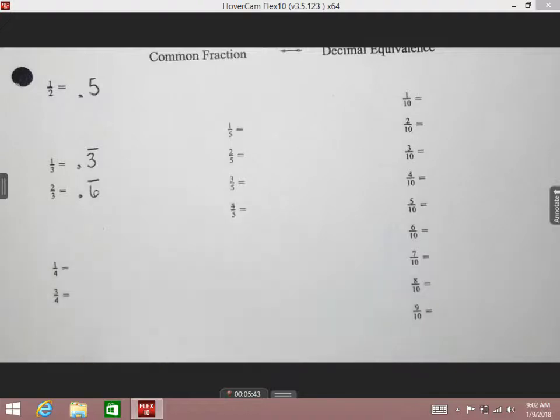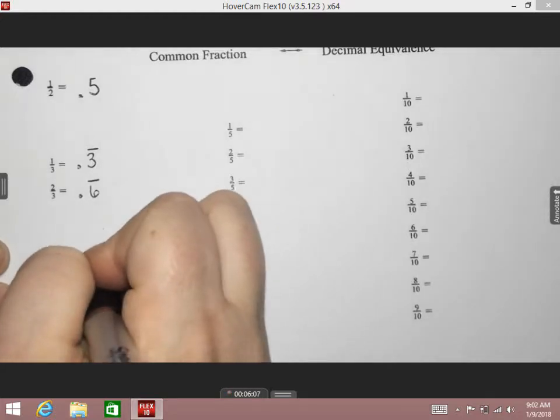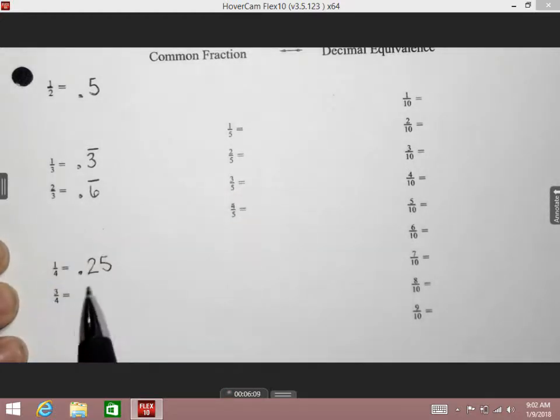All right, 1/4. So guys, think about 1 whole dollar. 1 is a whole number, correct? Now, if I split that dollar into 4 pieces, what are those 4 pieces equal to? 25 cents, right? And how would I write 25 cents? 0.25. So 1/4 is 0.25. All right, that's one that we should know.